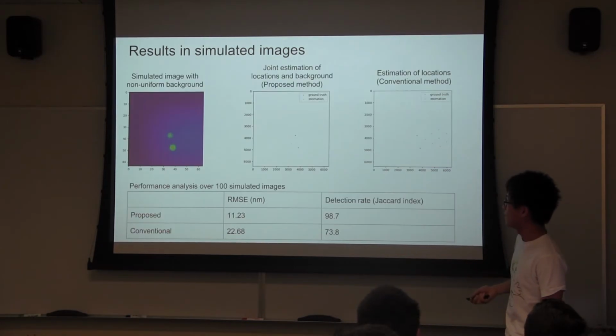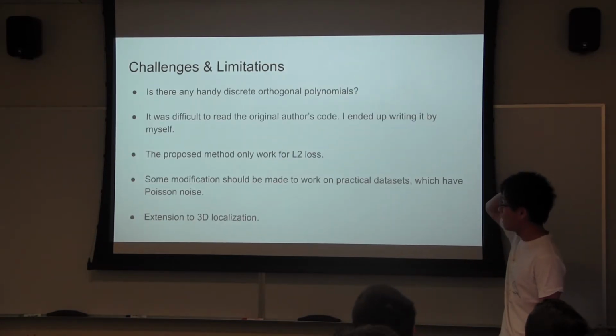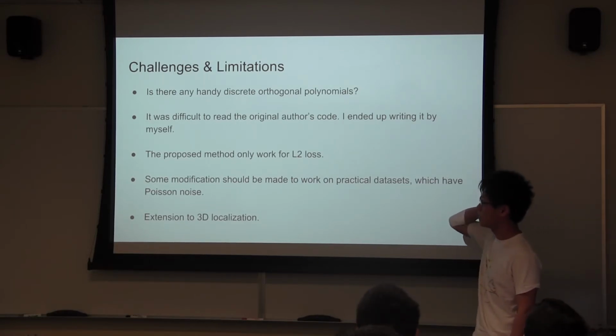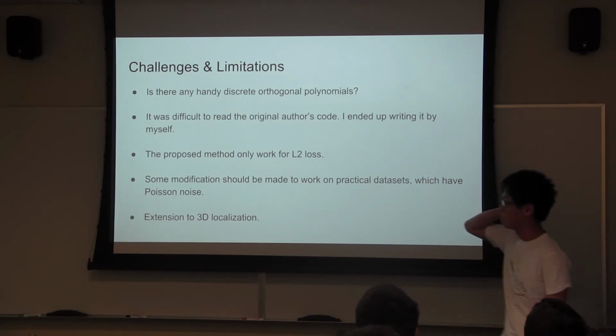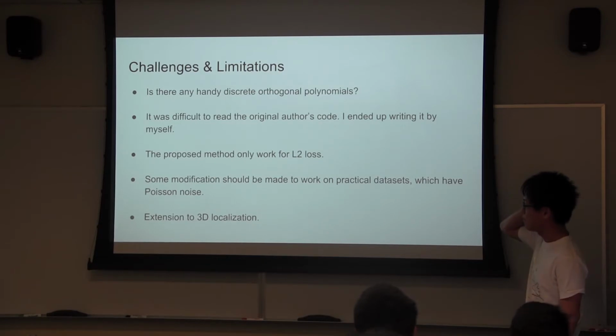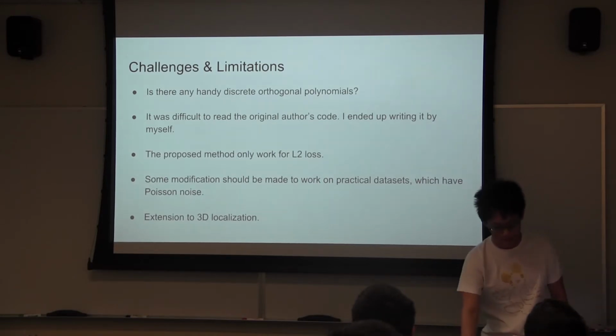And of course, I had a lot of difficulties. I was initially thinking that a discrete orthogonal polynomial would be good for the estimation of the background, but I couldn't find a good fast algorithm to do that, so I decided to use a DCT transform. Also, I was planning to extend it to Poisson noise, but my algorithm still considers Gaussian noise, which is still disappointing.